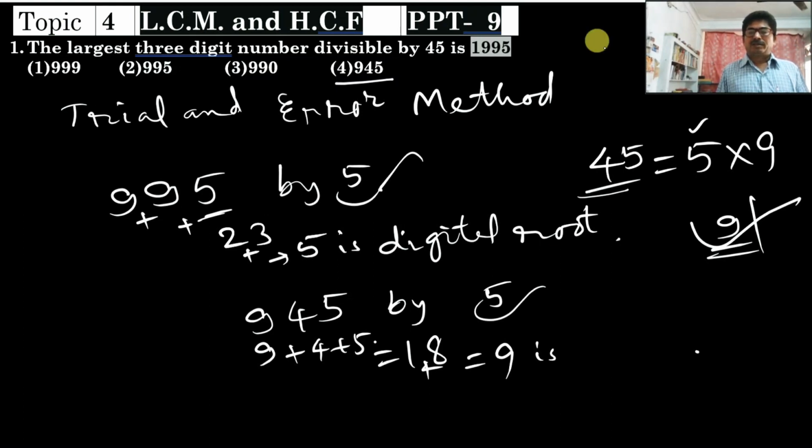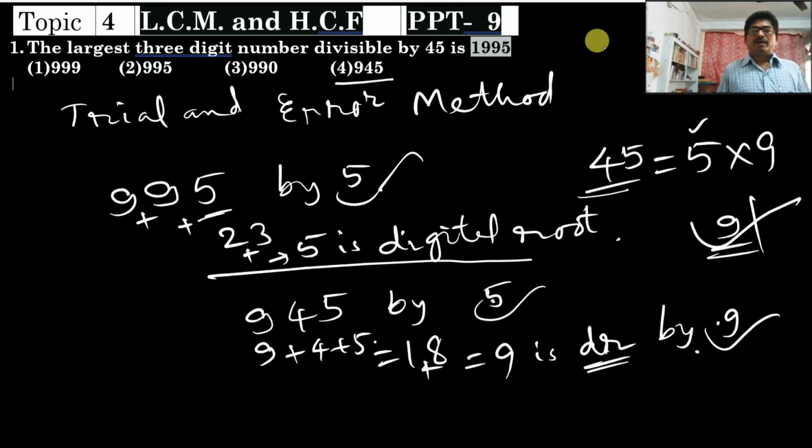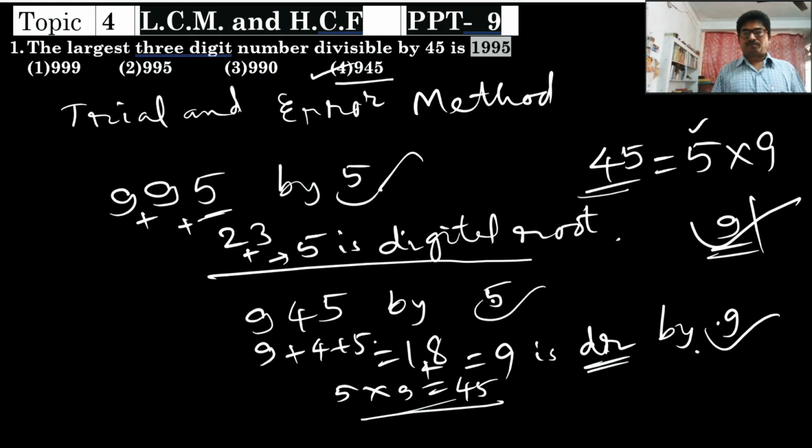9 is the digital root. So that's why this is exactly divisible by 9. So this number is divisible by 5 and 9. That's why it is exactly divisible by 45. 5 nines are 45. So option 4 is correct.